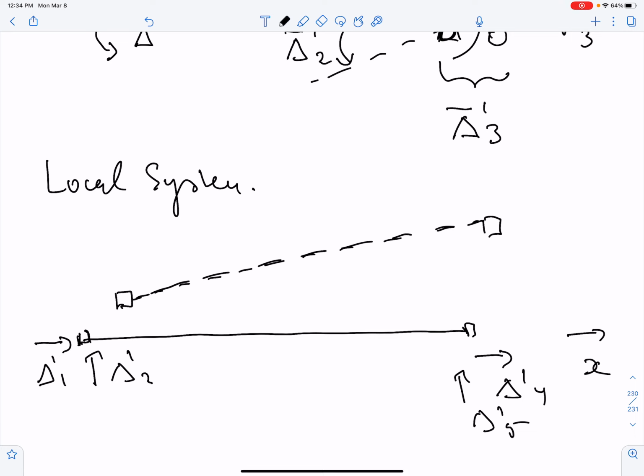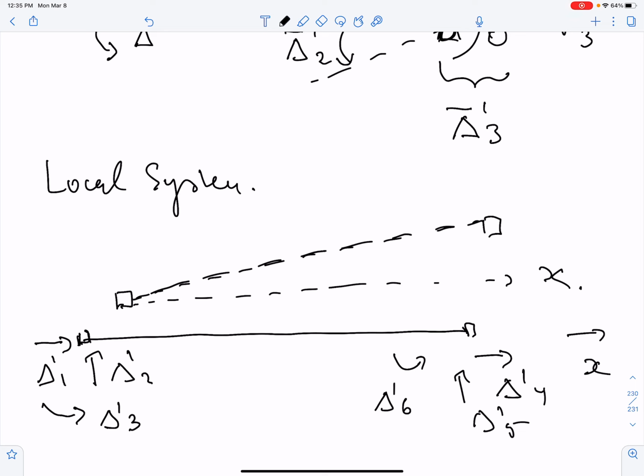So this is our little x. At the same time, let's draw a line here that lines up with a little x-axis too. I also want to denote by delta prime 3 and delta prime 6 the corresponding rotations.